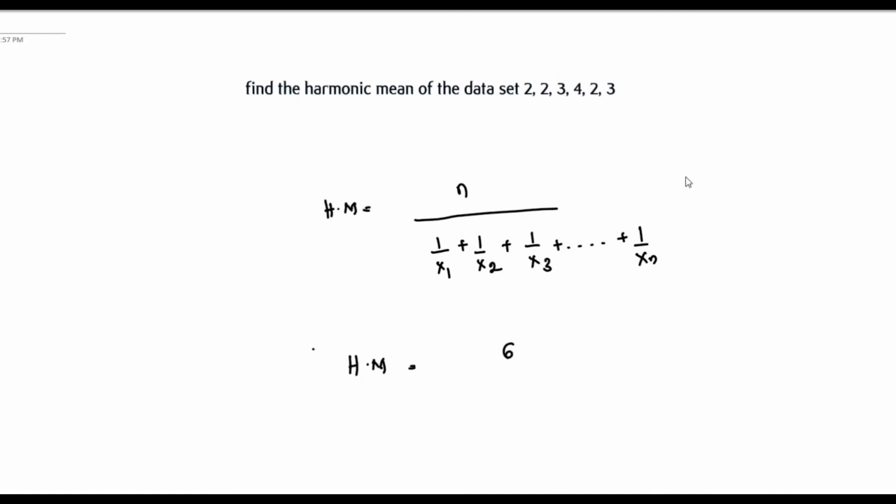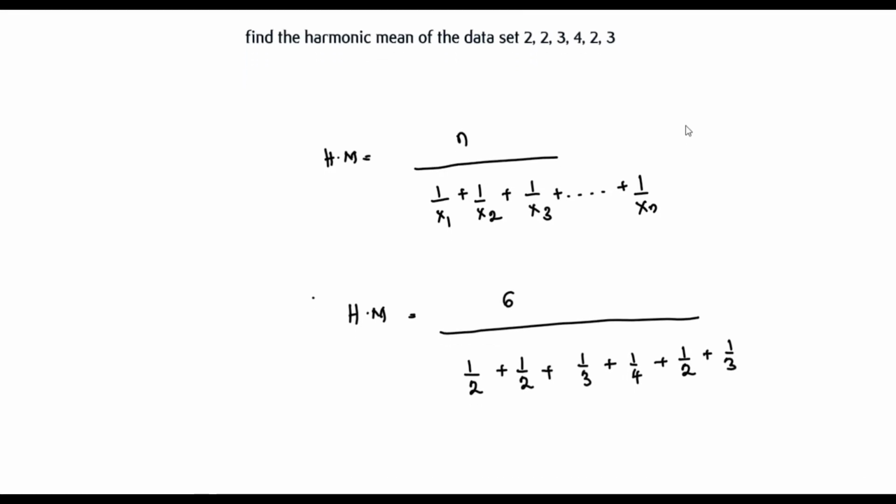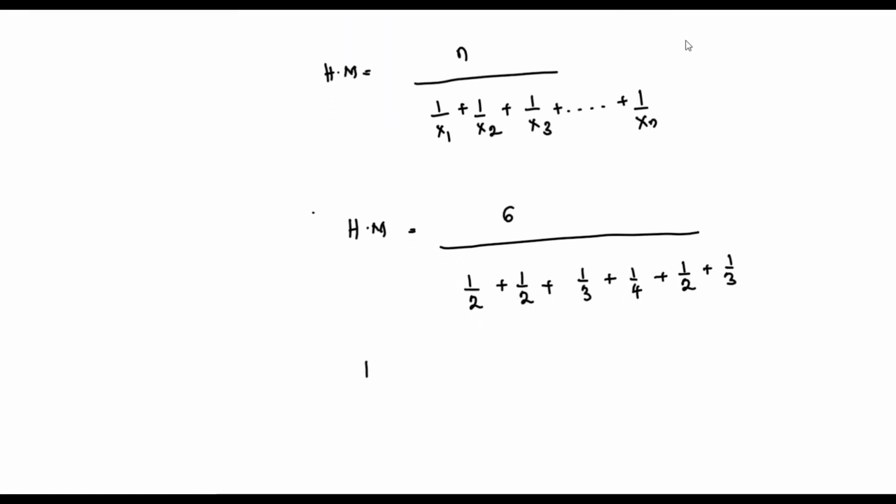is equal to 6 divided by 1 over 2 plus 1 over 2 plus 1 over 3 plus 1 over 4 plus 1 over 2 plus 1 over 3. So I'm going to be substituting all of this into my calculator. So we have HM is equal to 6 divided by, so let's put all of this into my calculator.